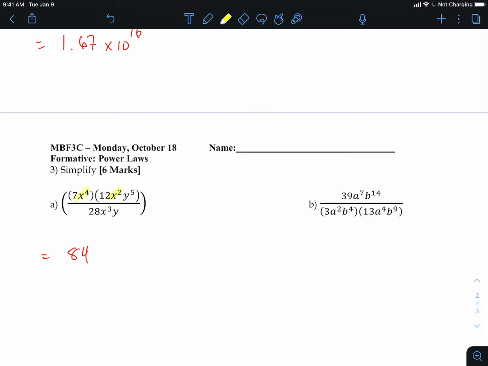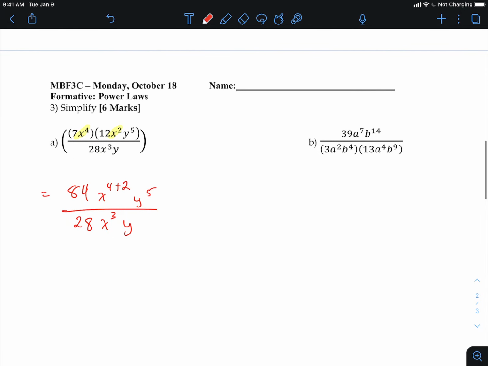So we got x to the power of 4 multiplied by x to the power of 2. So we get x to the 4 plus 2, right? Because we're adding the exponents. There's no y's in the numerator, or in the top. So we just get y to the 5. That's the top simplified. Now we can do a little simplification with the denominator, right? You say, okay, over 28 x cubed y. Okay? I'm just going to rewrite that and clean that up.